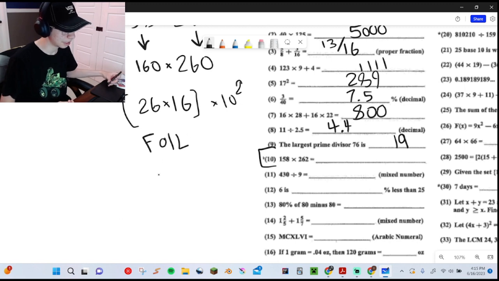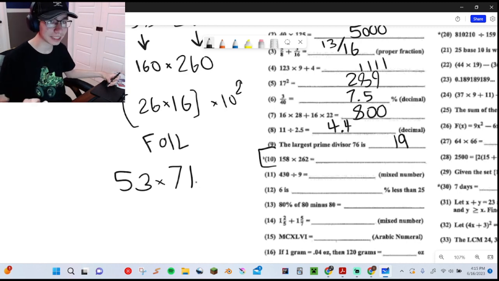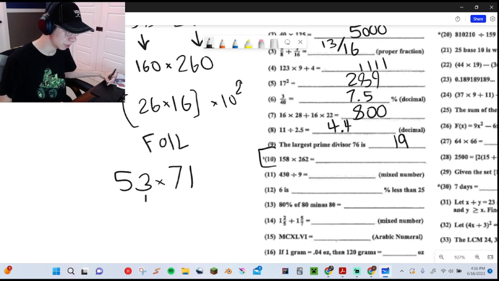So let me demonstrate. Let's work with big numbers, 53 times 71. How can I multiply this fast? Well, I'm going to multiply the first digits. In this case, what I'm calling the first digits is the ones digit, since I'm reading left to right. So I'm going to multiply the first digits, the 3 and the 1.